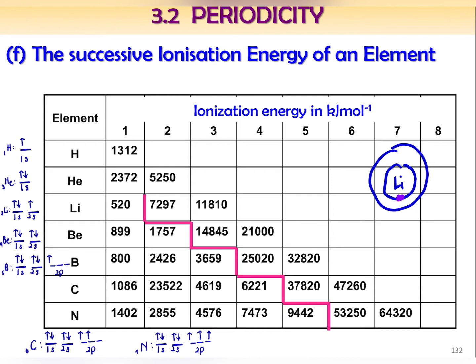Okay, so kalau kamu nampak dekat sini, the first electron to be removed adalah from 2s. Okay, the second electron to be removed adalah daripada 2s orbital juga. And then the third electron to be removed, okay, so third electron di sini. So maksudnya, okay, ada perbezaan shell. Okay, so ini adalah electron in 1s orbital. Okay, so that is why ada huge difference di sini.